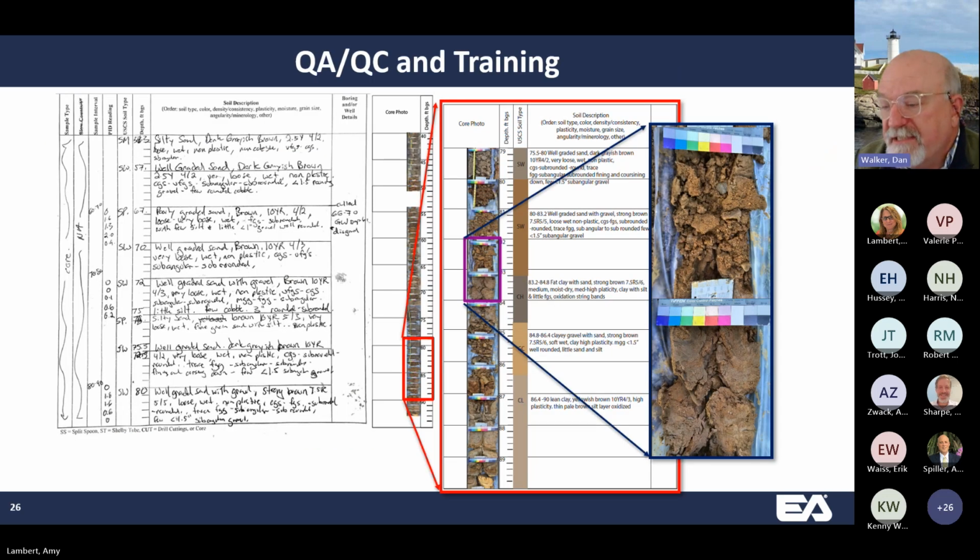So this is just kind of an example of this. This is from a boring in Minnesota, I'm sorry. And it just kind of illustrates the point. You've got a field geologist. They might be out there under any number of different conditions.